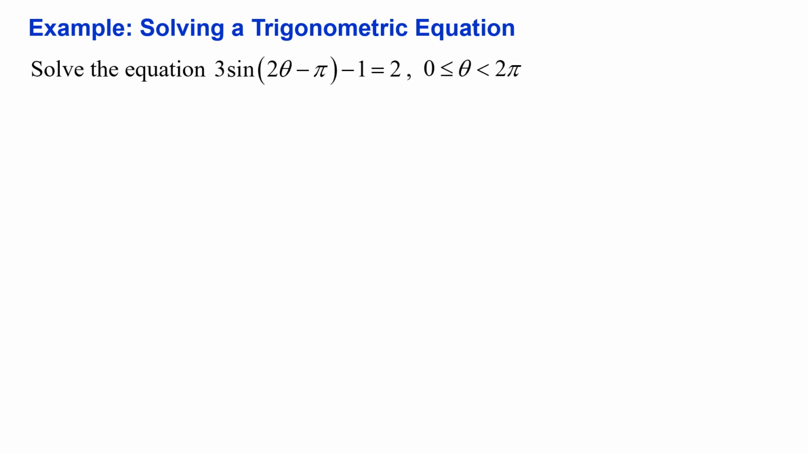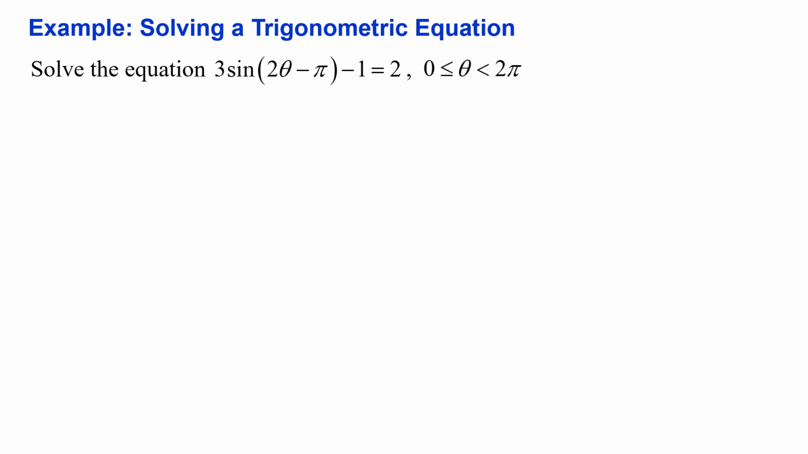In this example, let's solve a trigonometric equation. This problem says to solve the equation 3 times sine of the quantity 2 theta minus pi, from which we subtract 1 equals 2, in the interval 0 less than or equal to theta less than 2 pi.